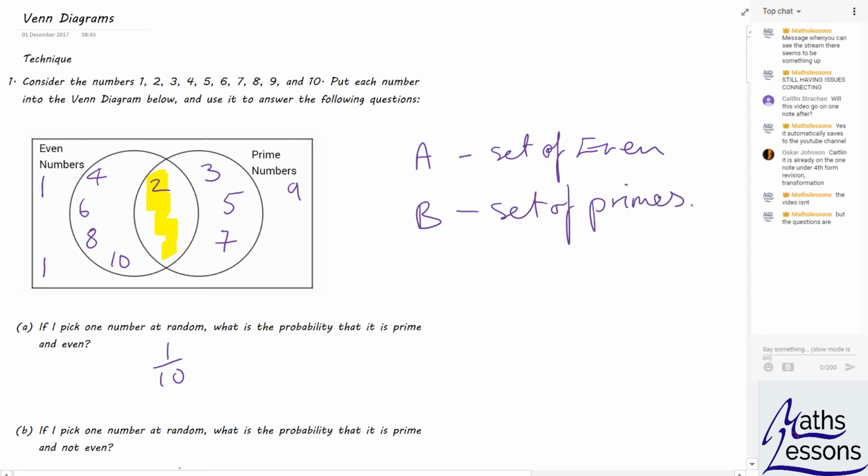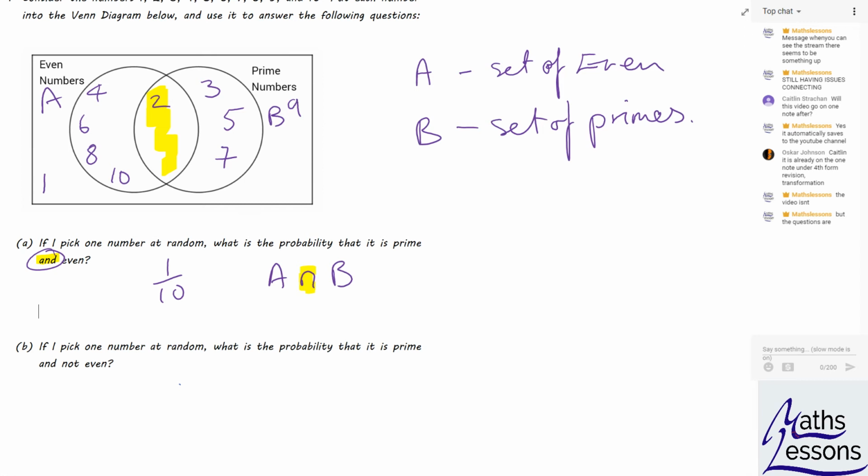Then if we call this set A, this set B, this would be equal to A intersect B. If I pick one number, what's the probability that it's prime and even? If you have an "and", that's the same as an intersection. So all the way through this, I'm going to give you the set notation that goes with these questions, even though they're quite straightforward.